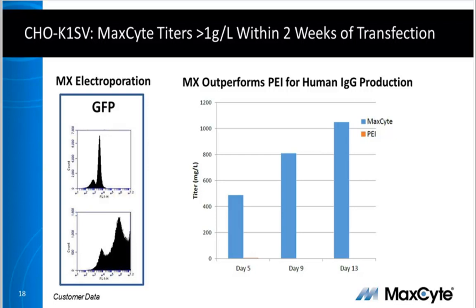Chemical transfection results in extremely low titers on day 5 post-transfection, with negligible titers on day 9 and 13 post-transfection. In contrast, Maxcyte transfected cells exhibited robust antibody expression throughout the 2-week culture period. Of note, the titer reached over 1 gram per liter in this experiment without any optimization of post-transfection culture conditions, demonstrating the high level of productivity of Maxcyte transfected cells.